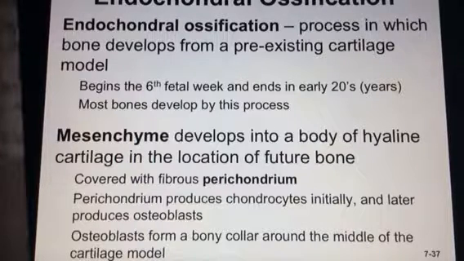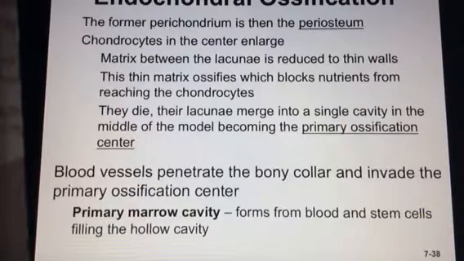So mesenchyme, which remember is still that embryonic connective tissue, develops into hyaline cartilage, and that happens where the bone is going to be in the future. So it happens in the correct location. And so the perichondrium develops into the periosteum. And so here again we see cartilage has chondrocytes.